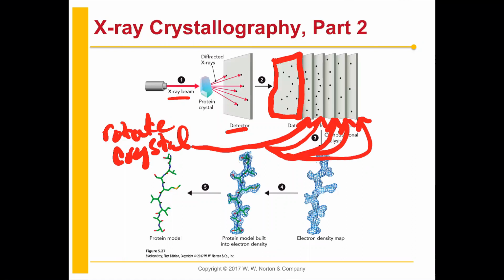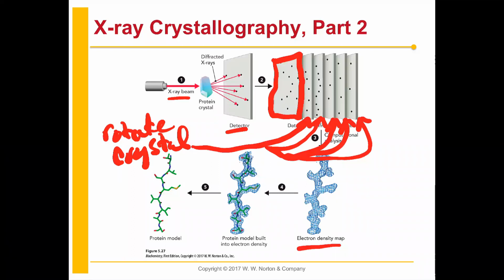Because remember, we don't want a two-dimensional shape from this, we want a three-dimensional shape. So you have to rotate the crystal successively at certain degrees. It's very, very precise. And then all of those measurements are combined computationally on a computer, and you get this electron density map.